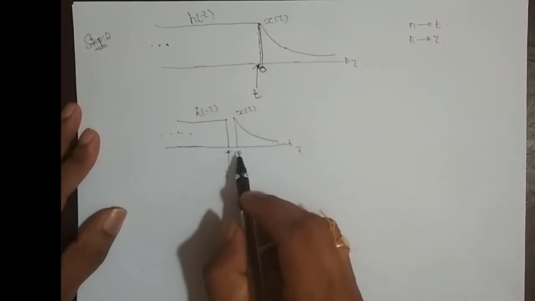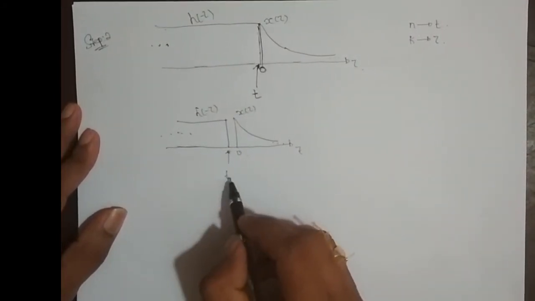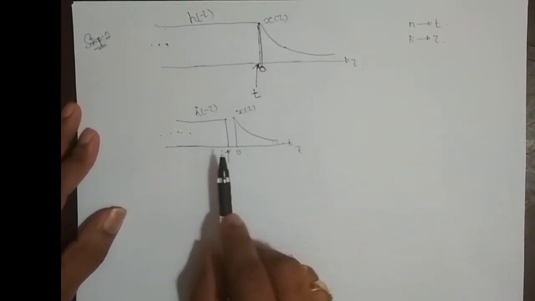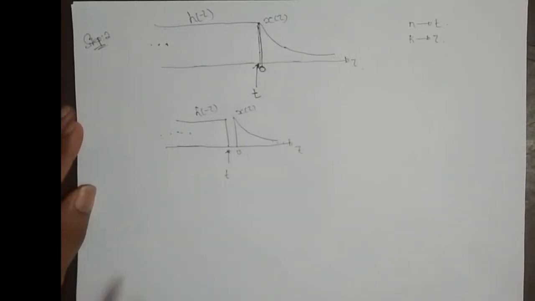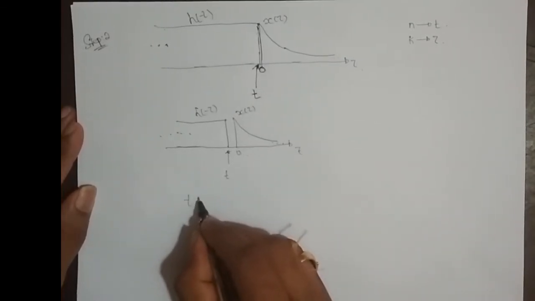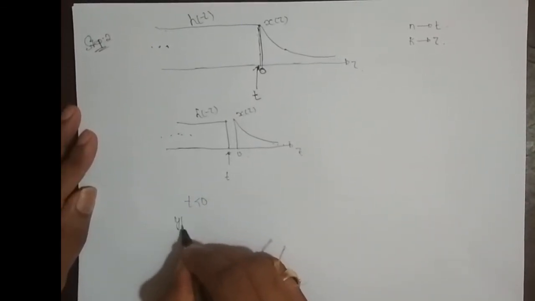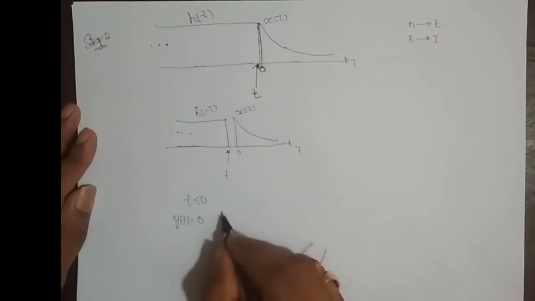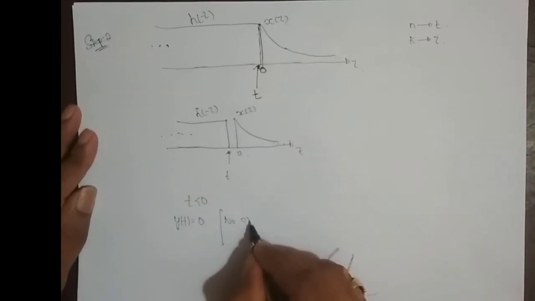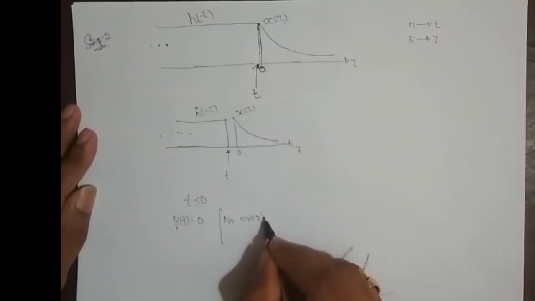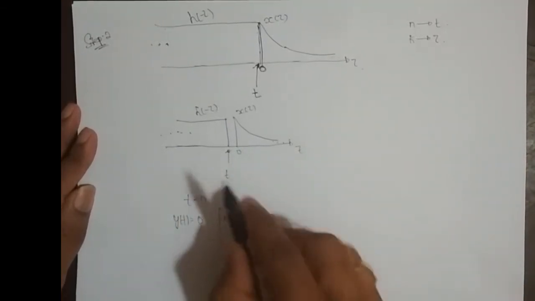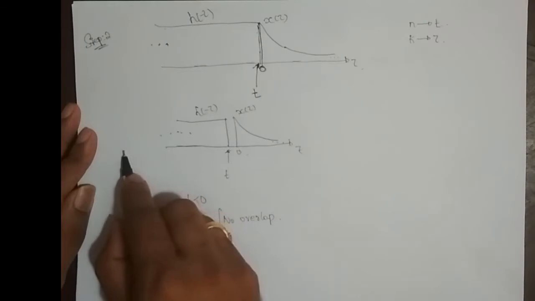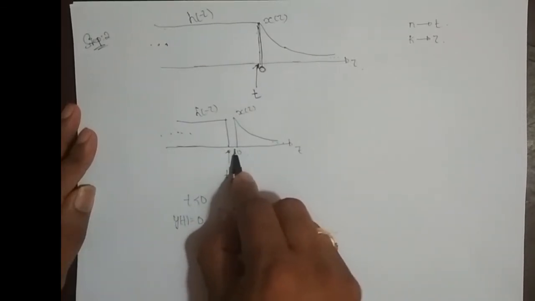No, right? Till where to where we don't have overlap? Till t is less than 0. If this t slider moves from minus infinity till just before 0, there is no overlap. So therefore t is less than 0. What is the output y of t? Y of t is equal to 0. Why? Because there is no overlap of these two signals. Okay. Now t is less than 0 means from minus infinity till just before 0, right?